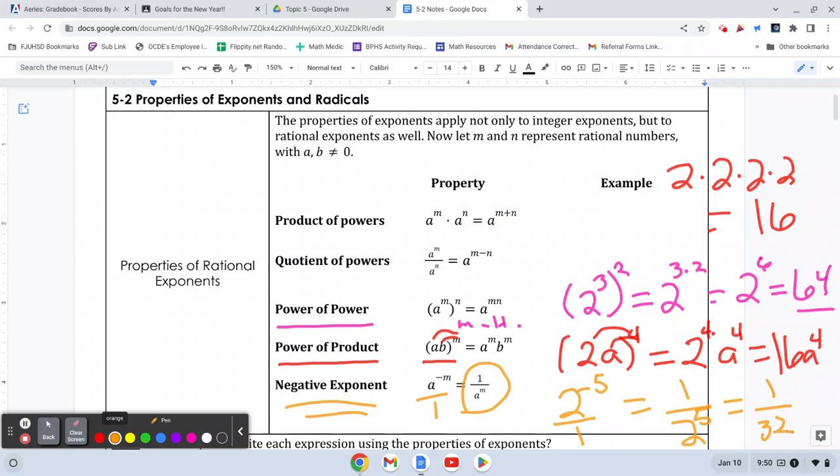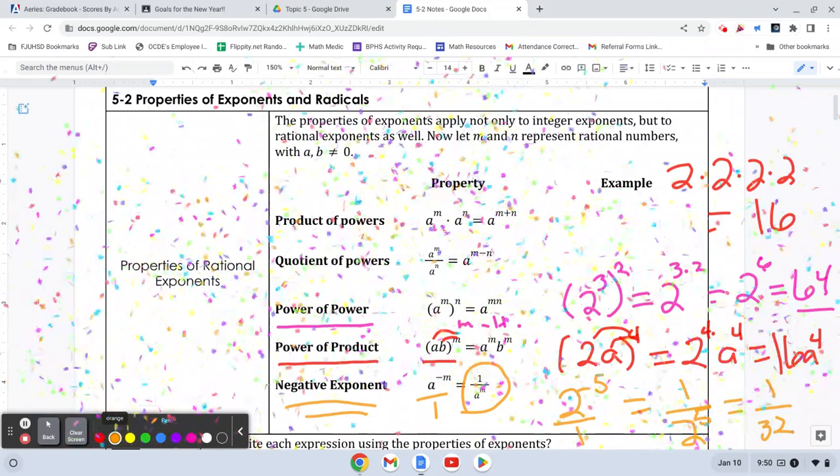All right, we have finished the properties of rational exponents. Woohoo!